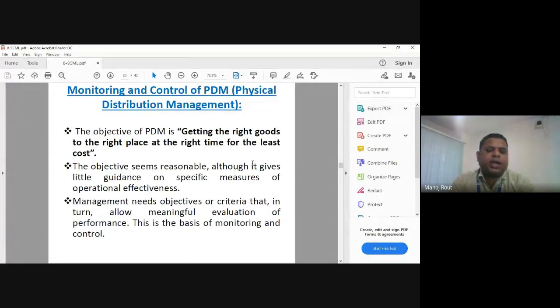The next is management need objective of or the criteria that in terms and allow meaningful evaluation of performance. This is the basic monitoring and controlling system by the help of top level of management, and they communicate and coordinate between the middle level of management as well as the floor level. So these are the things.